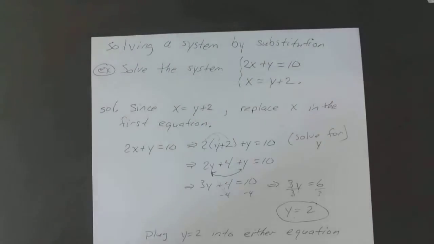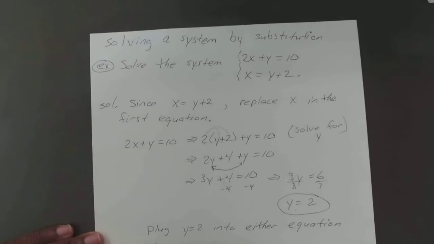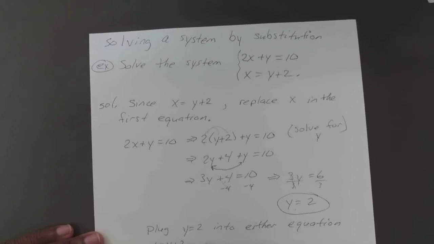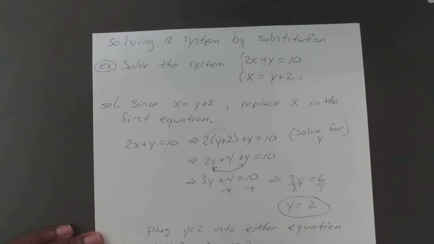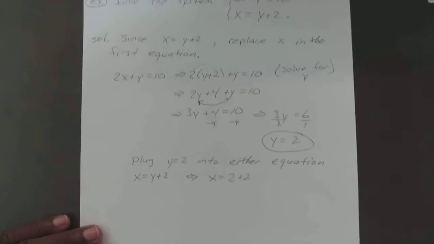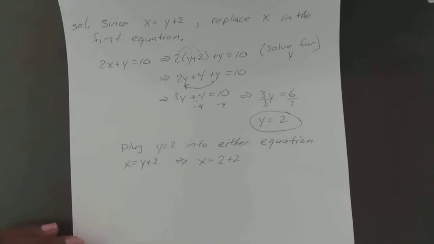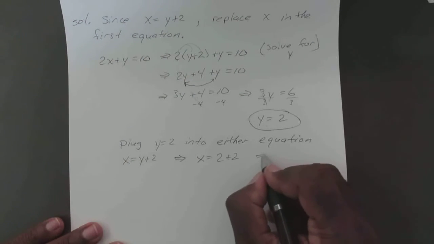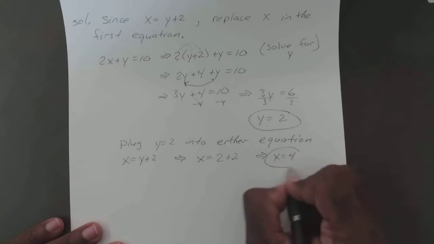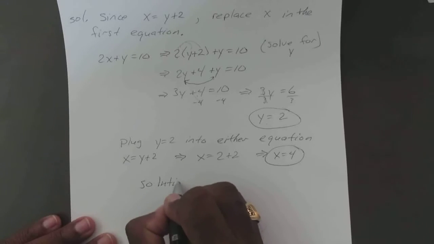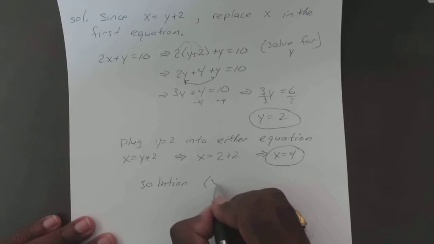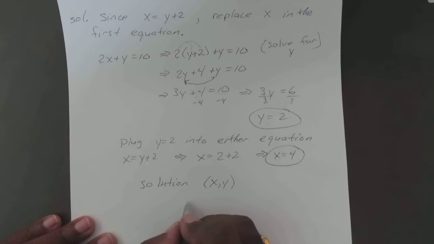Me personally, I'll plug it into the second one just because it's easier. You could plug it into the first one if you want. So x equals y plus 2 means that x is equal to 2 plus 2. That means that x is equal to 4. So your solution is the ordered pair. Remember, it's x comma y. So your solution is going to be 4 comma 2.